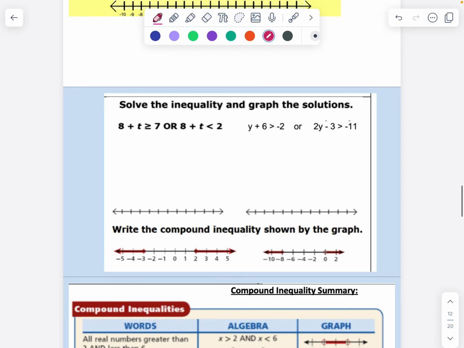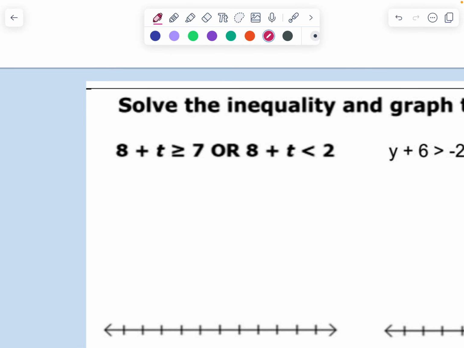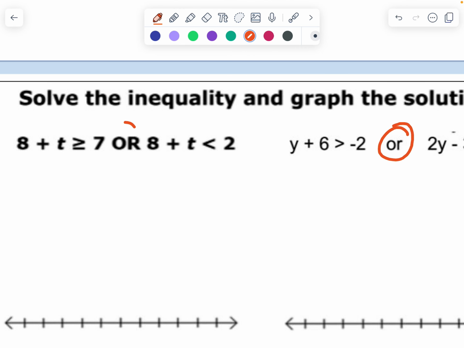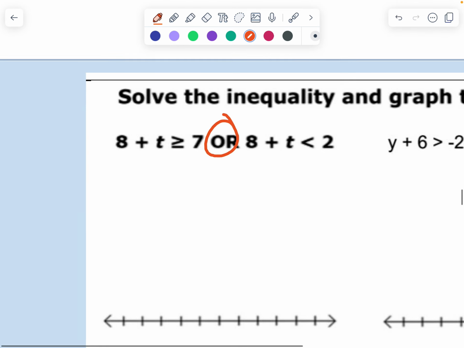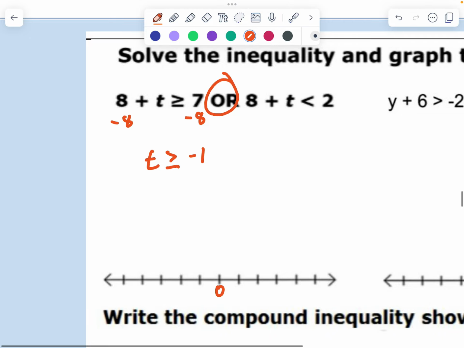A couple more or inequalities. We can go through these pretty quickly. Hopefully you're catching on. Again, notice we don't see any of that fancy notation. We literally see the word or in between them. Again, 2 separate inequalities. So I'm going to treat them like separate inequalities, and then I'm going to go ahead and graph them together. This would be t is less than or equal to -1, filled in circle.